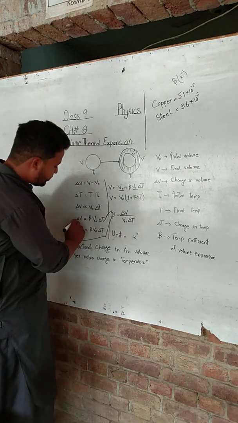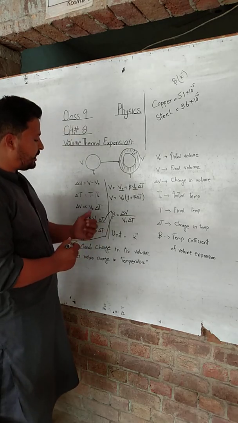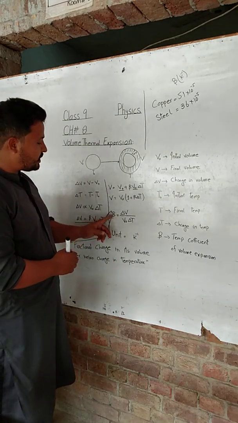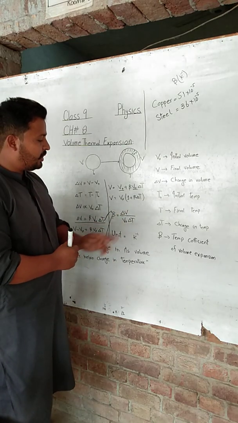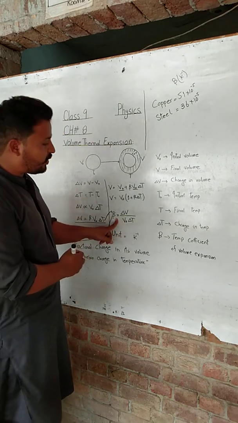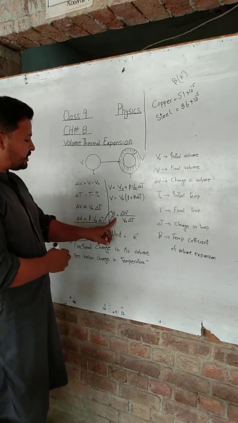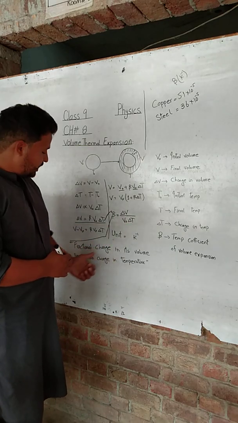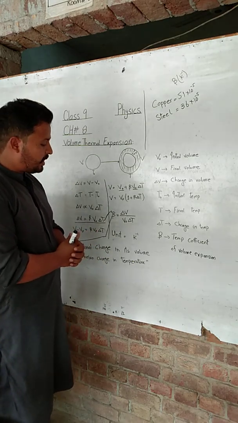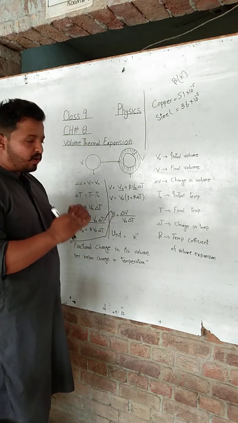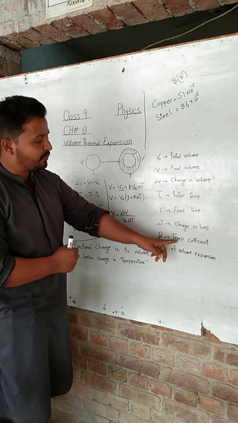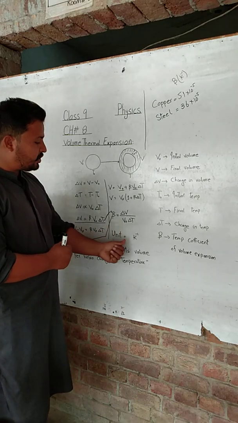From this equation we can derive the value of beta, the temperature coefficient of volume expansion, which is equal to delta V over V naught into delta T. From this formula we can define beta. It is the fractional change in volume per Kelvin change in temperature. It means how much the volume changes with the change in temperature, and that is called beta, the temperature coefficient of volume expansion. Its unit is per Kelvin.